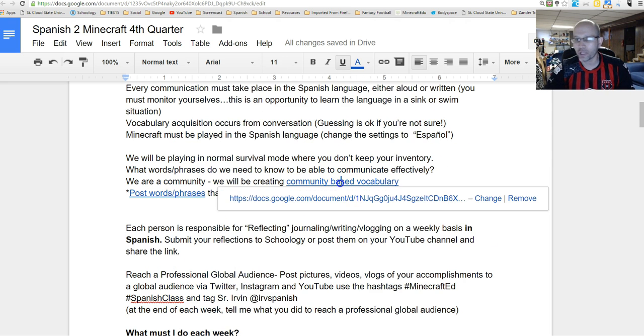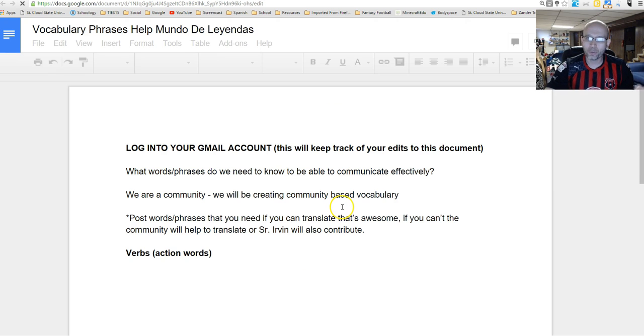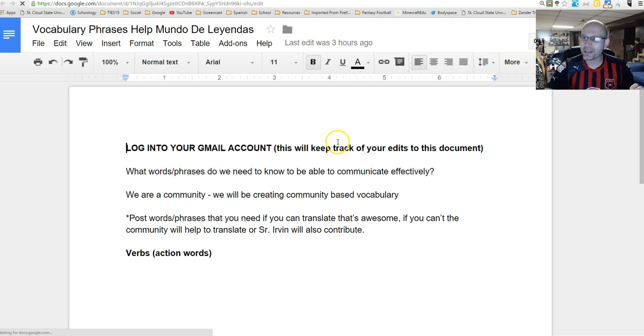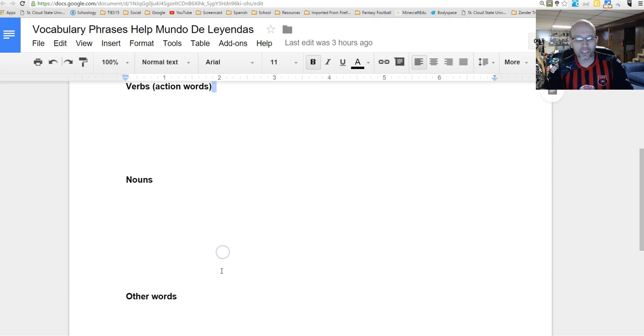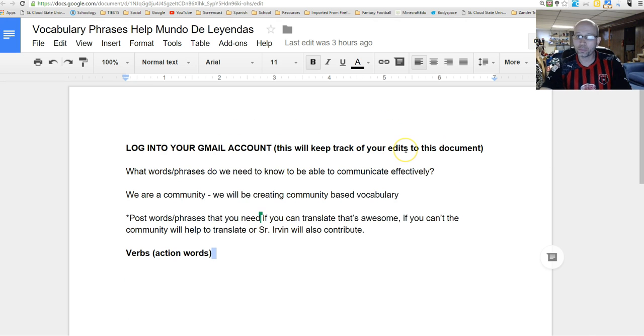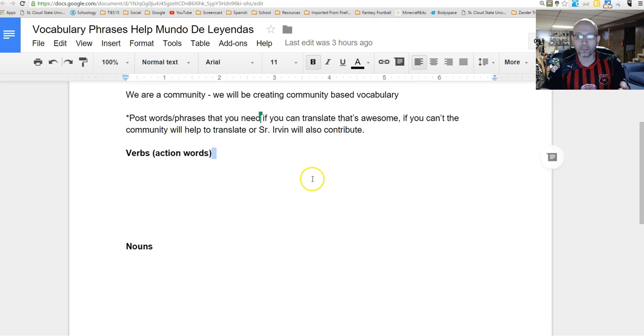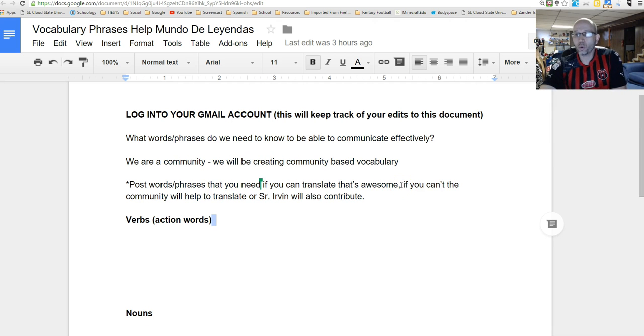It says community-based vocab. I'm going to click it, and it opens up a Google Doc. This is a super important aspect of everything else. Number 1, make sure you log into your Gmail account, because it's going to track your edits as part of what you do here. You can see right here, my other account, it says Irv Spanish, is actually in the account itself. Anything you type in here will be kept track of in a log. So it's super important for you to log in and then start typing in words or phrases that you may need some help with, or that you want to add to the community vocab list.